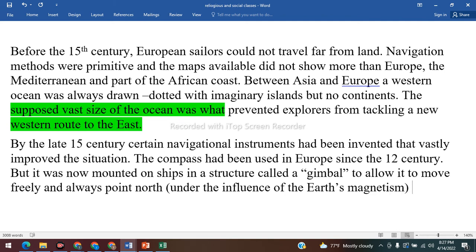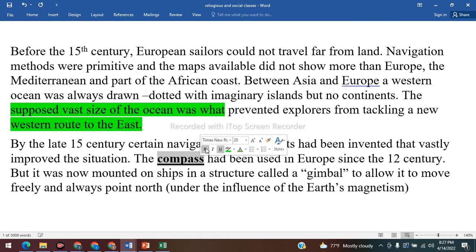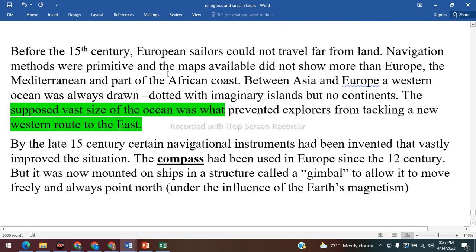So the compass helped to improve the situation when they put it on the ship and on the gimbal, and it was allowed to move freely. The compass was a good help to the sailors in navigating in a way that they couldn't before. Remember we said that the European sailors before couldn't travel very far from the land because they didn't have the right instruments. One of the instruments that helped them was the compass on the ship, and it helps them with direction.